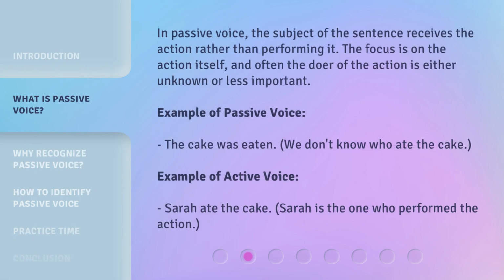In passive voice, the subject of the sentence receives the action rather than performing it. The focus is on the action itself, and often the doer of the action is either unknown or less important. Example of passive voice: the cake was eaten. We don't know who ate the cake. Example of active voice: Sarah ate the cake. Sarah is the one who performed the action.